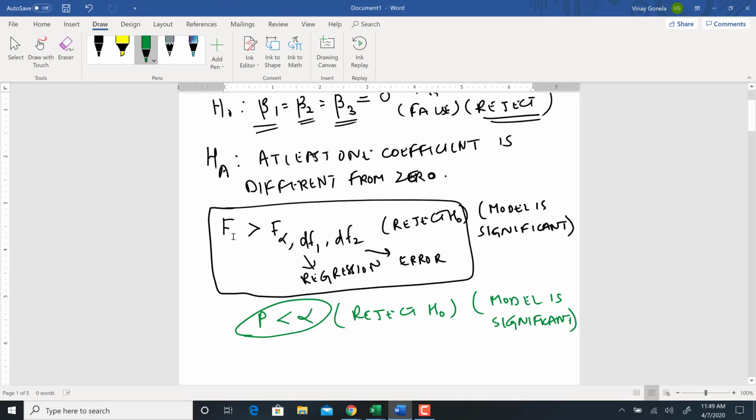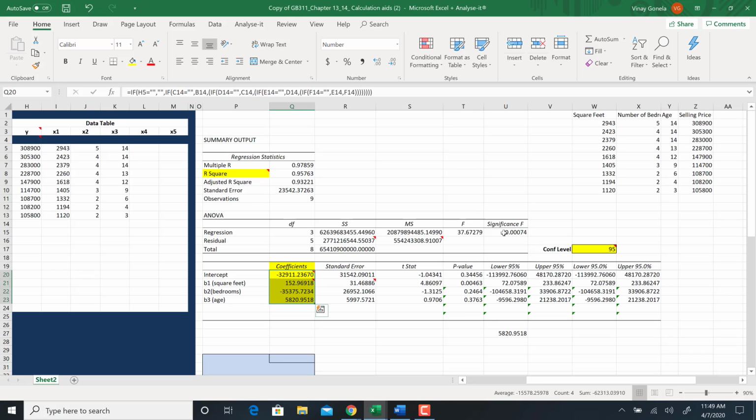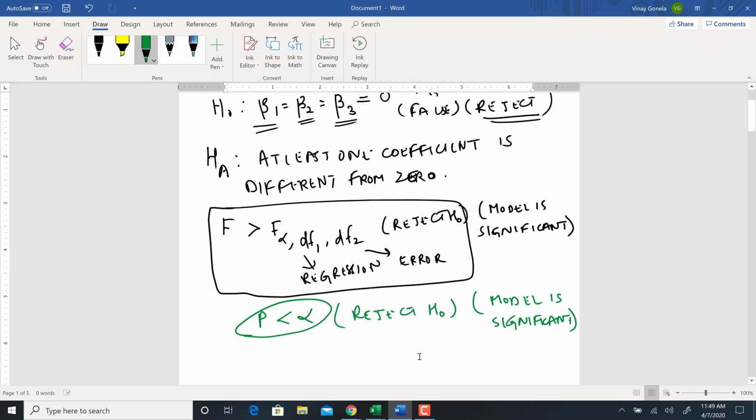Again, for this p-value for the entire model, you look here in the ANOVA table. If you see significance F, that is actually the p-value. So the p-value here is this one, and then you ask yourself, is this p-value less than alpha? If alpha is not given, you will assume it as 0.05. Currently the p-value is 0.00074. So let me copy that down.